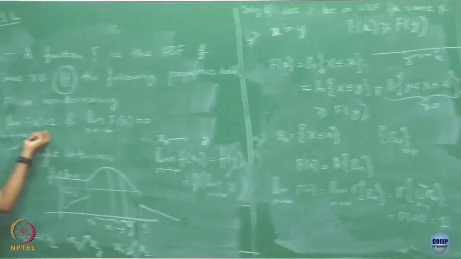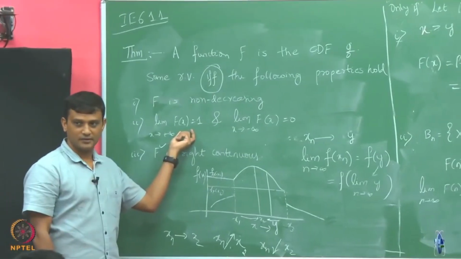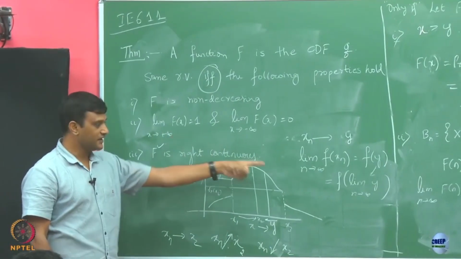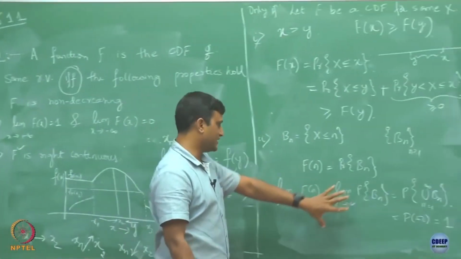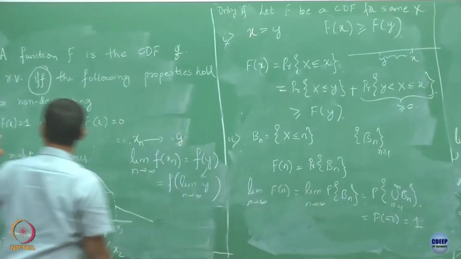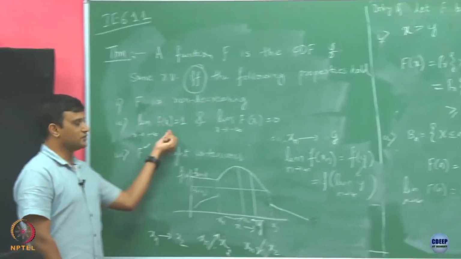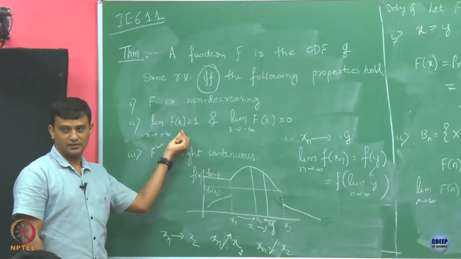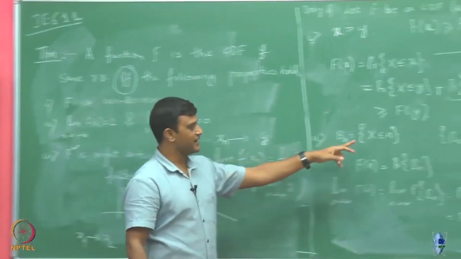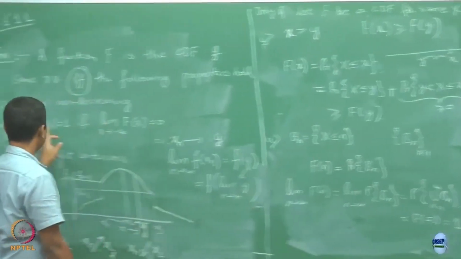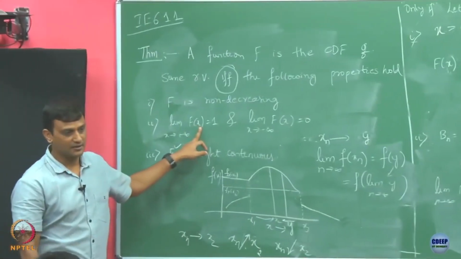Am I done with this part of the proof? Yes? Does whatever I have just shown here conclude the proof of this part? Yes? But I have done it only for n integers, whereas this x can be any real number.